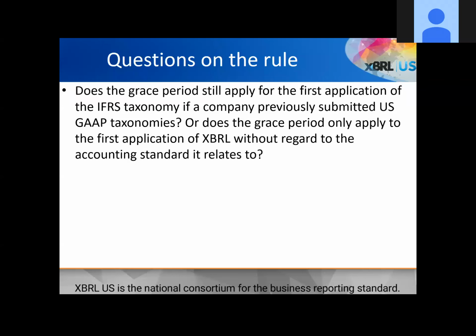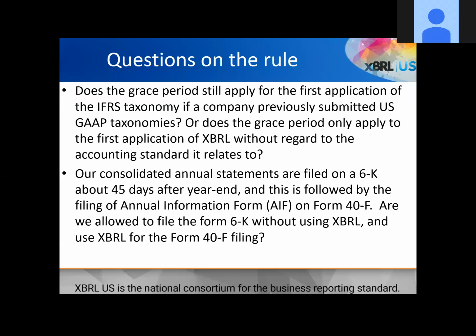The next question, and I think this may be answered, but just to clarify: our consolidated annual statements are filed on a 6K about 45 days after year end, and this is followed by the filing of an annual information form, AIF, on a Form 40F. Are we allowed to file the Form 6K without using XBRL and use XBRL for the Form 40F filing?